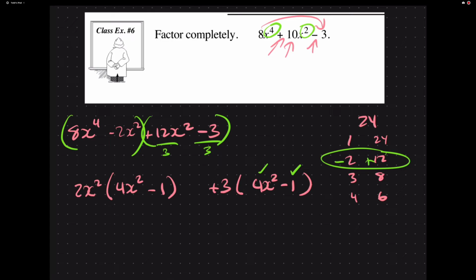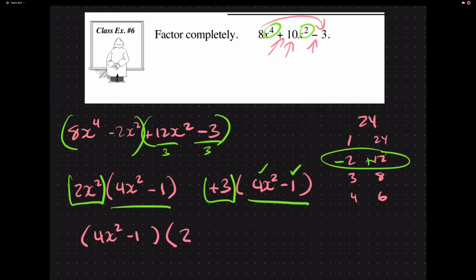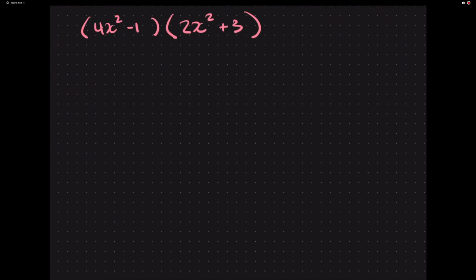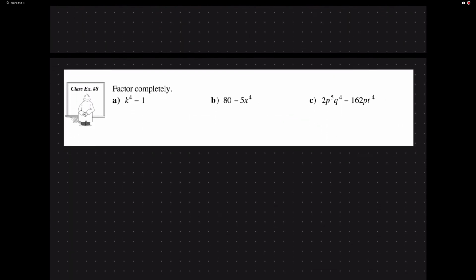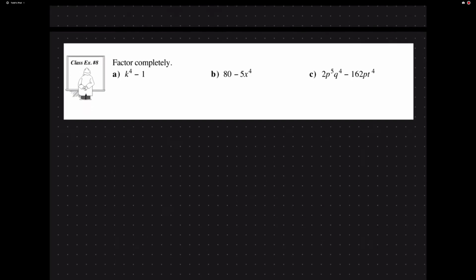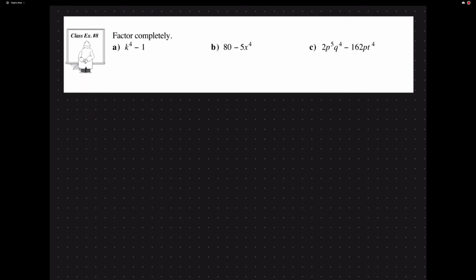And now I just use these two to construct the first binomial, 4x squared minus 1, and I'm going to use that one and this one to construct the second binomial, which is 2x squared plus 3. Okay, and now we should move on to example 7, but there is no example 7. It seems to be missing, at least in my book it is, so we're moving on to example 8.